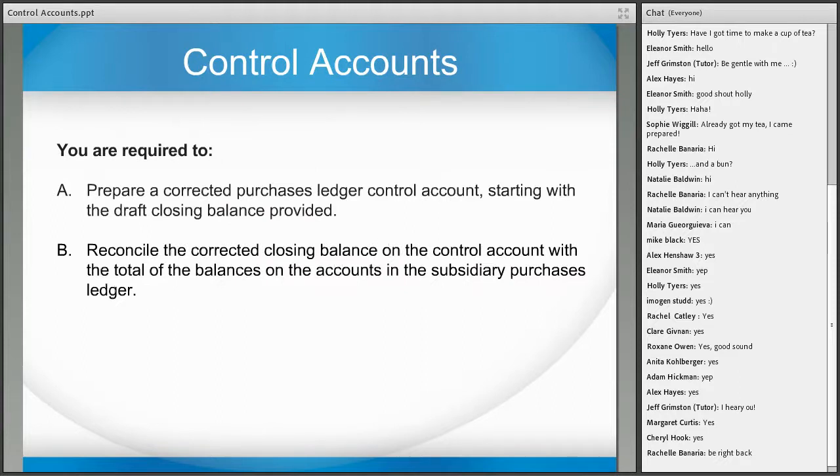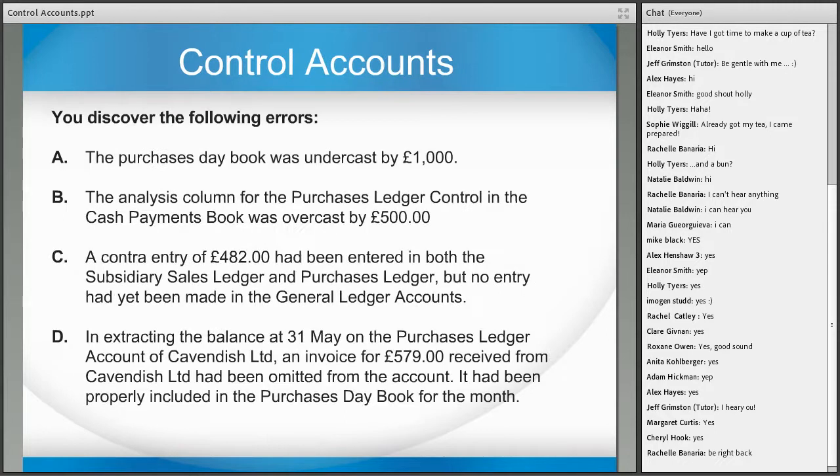So the object of the exercise this evening, we're going to prepare a corrected purchase ledger control account, starting with the closing balance on the original purchase ledger control account. Then we're going to reconcile all those individual balances so that the total on there agrees to the total on the control account.